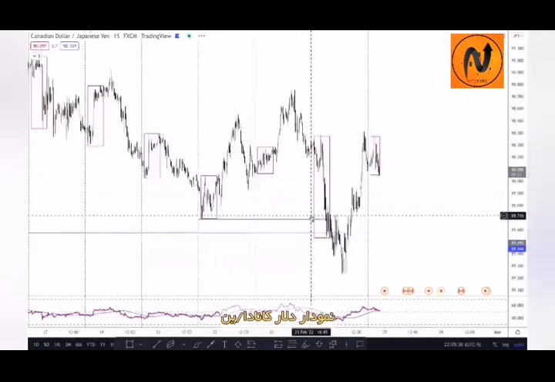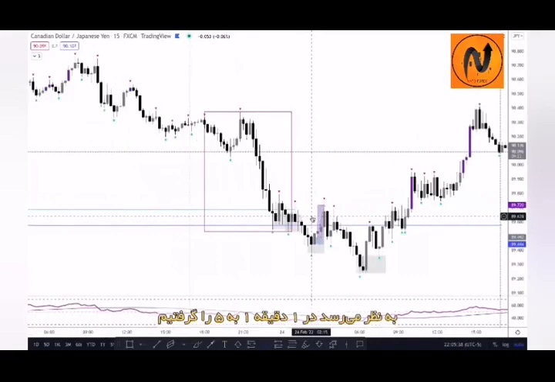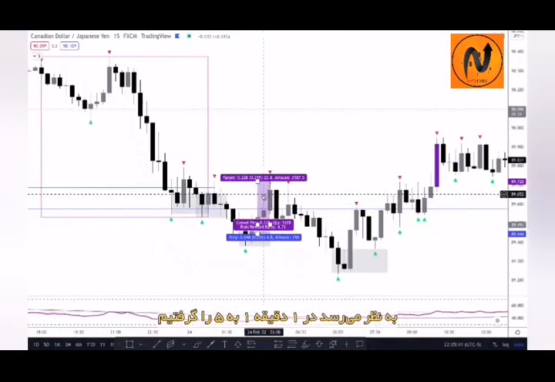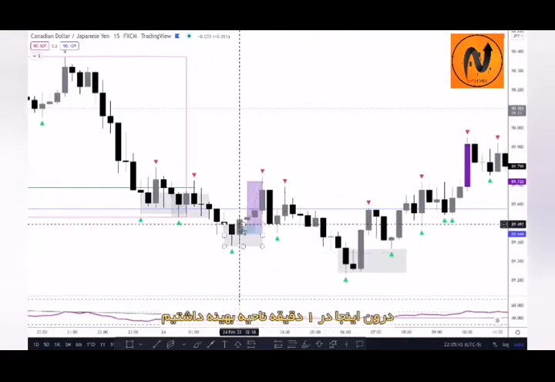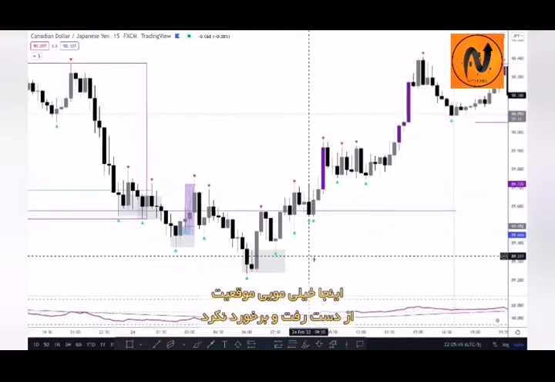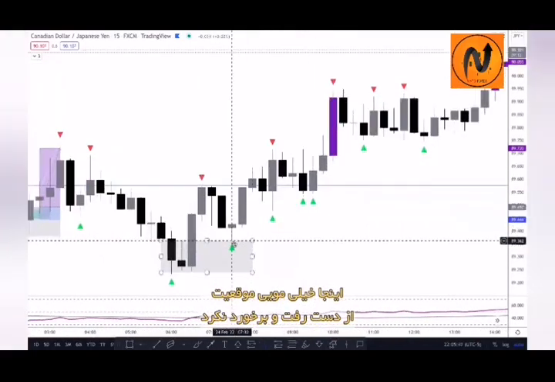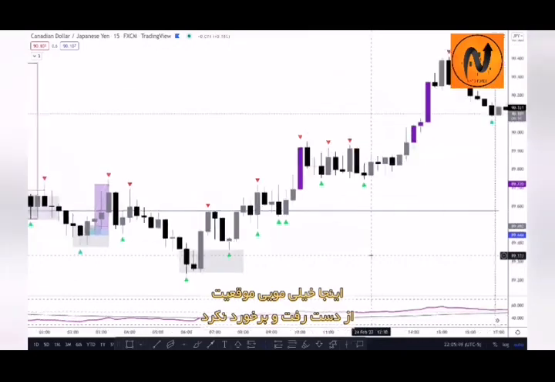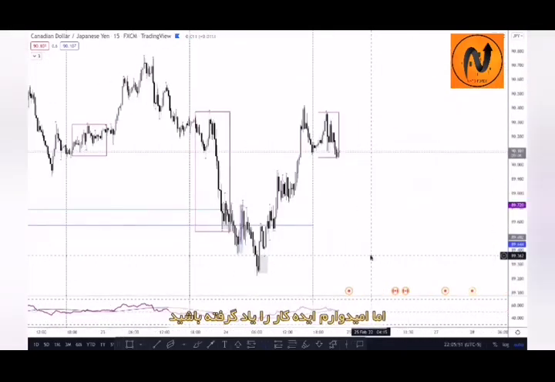CAD JPY. As you can see, on the 1 minute, we would have hit our 1 to 5. It looks like I had that refinement in there. This one was just barely missed here. Probably wouldn't have tapped. But hopefully you get the idea.